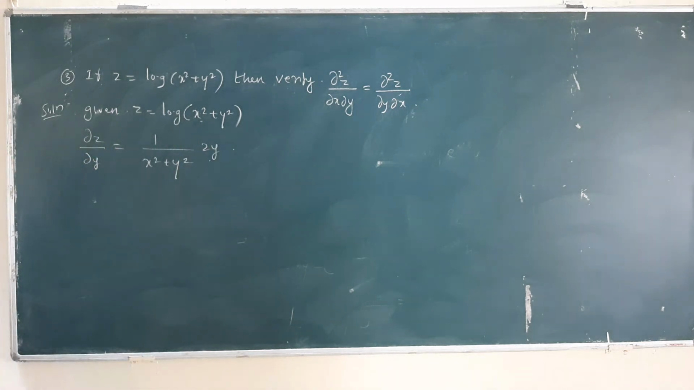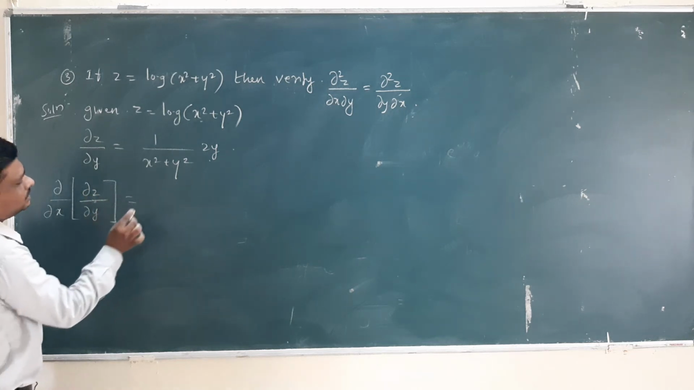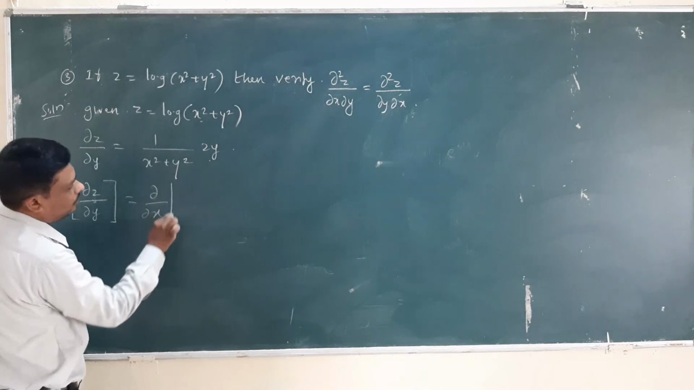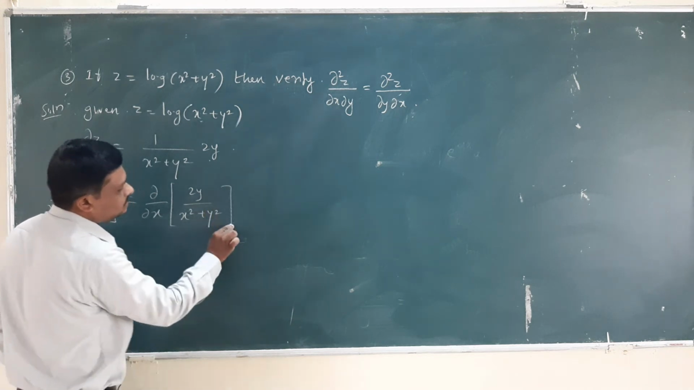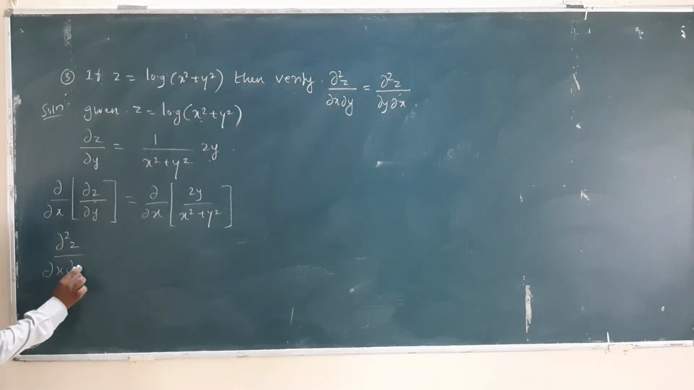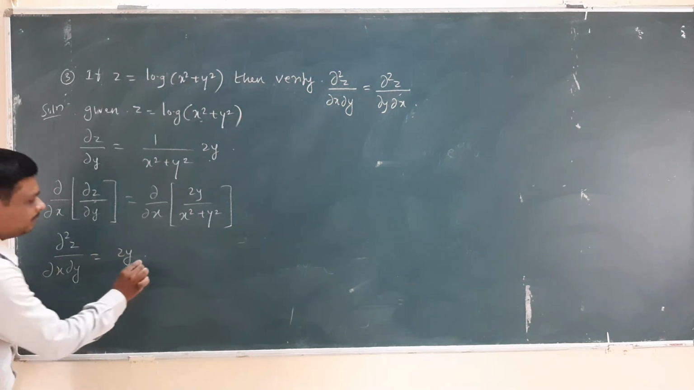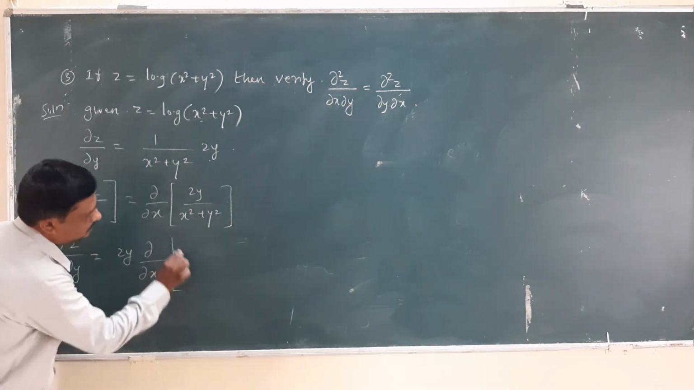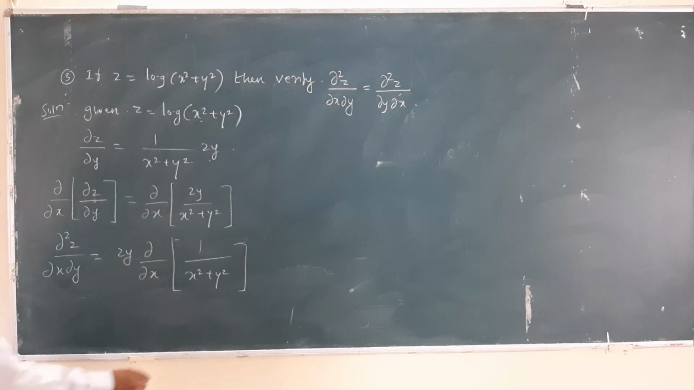So then I will differentiate this ∂z/∂y partially with respect to x. ∂/∂x of ∂z/∂y is ∂/∂x of 2y upon (x² + y²). So this becomes ∂²z/∂x∂y. Here you can see this 2y is constant, remaining is ∂/∂x of 1 upon (x² + y²).